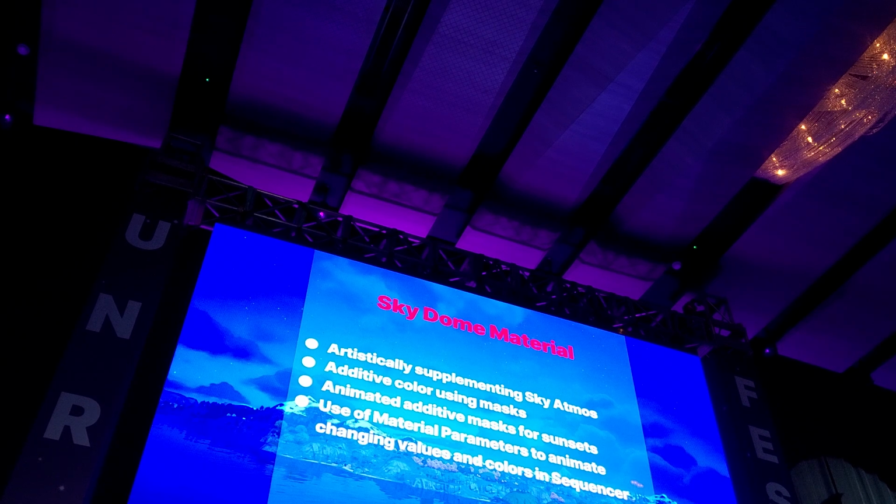It has additive colour using masks in the sky dome that are animatable for sunset and sunrise moments, where the Sky Atmosphere at acute vectors of sun direction tends to limit the coloration to a more physically plausible setup. But we're Fortnite and we don't want physically plausible, we want something incredibly expansive in the colour range. And then we use the material parameters to animate changing values and colours in Sequencer.